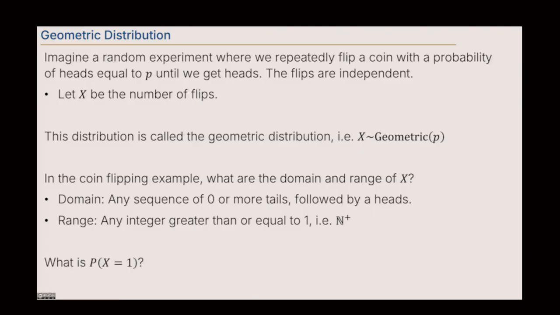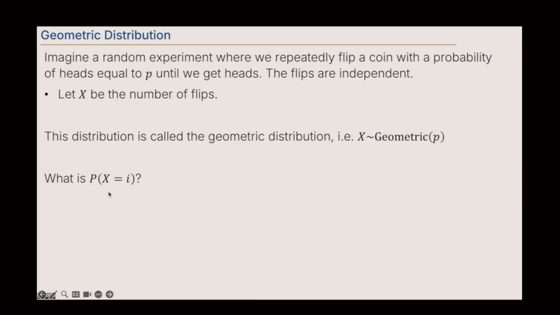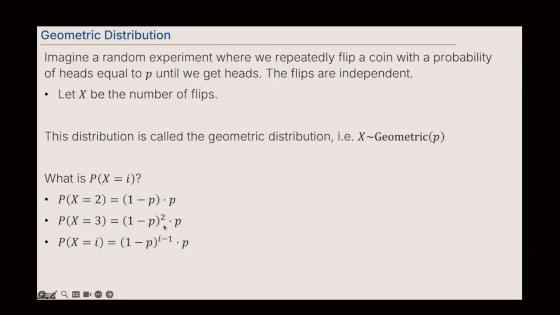So what's the probability of x equals 1? What do you think? What's the probability you get a heads right off the bat? Well, it's p. Yeah, not half. If it was fair, it'd be half, yeah, but otherwise it's p. Okay? What's the probability that x equals i? What's that going to look like? Well, we already know the probability x equals 1 is p. What about x equals 2? Well, you got tails, and then you got heads. So 1 minus p, then p. X equals 3 is 1 minus p squared times p. X equals i is (1 minus p) to the i minus 1 times p, just generalizing.